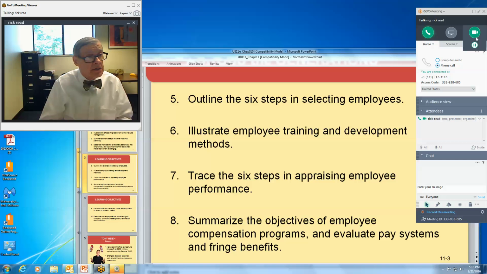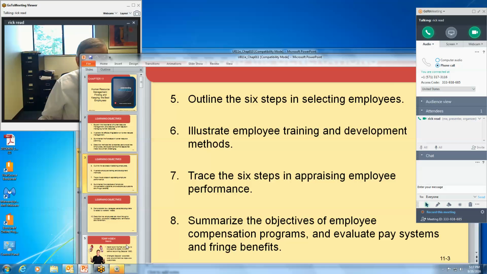Look at the 6 steps in appraising employee performance. And finally, summarize the objectives of employee compensation programs. And we will look at, not so much evaluate, we will look at pay systems and fringe benefits.